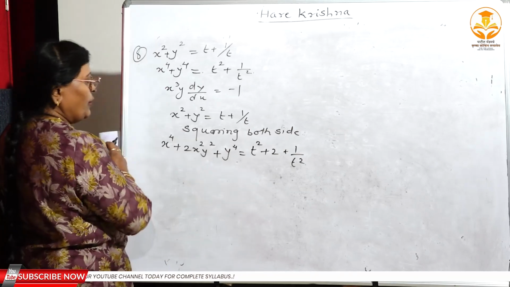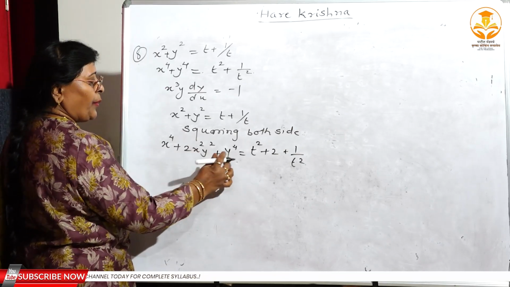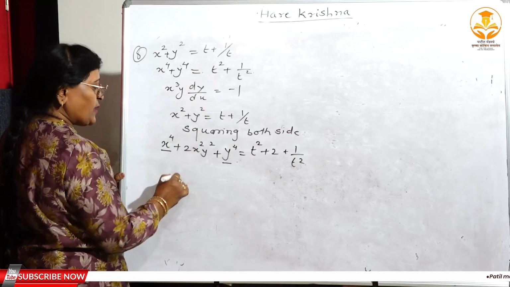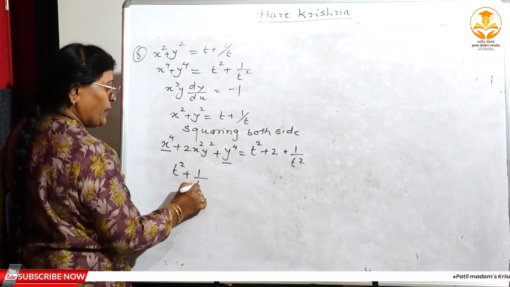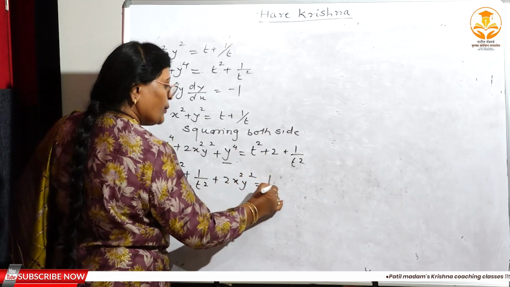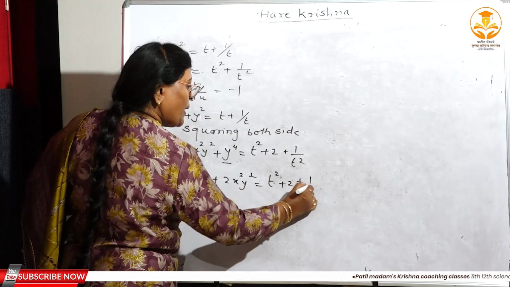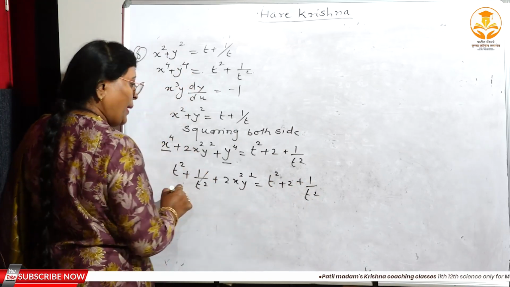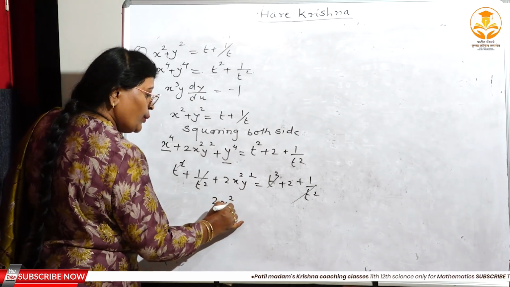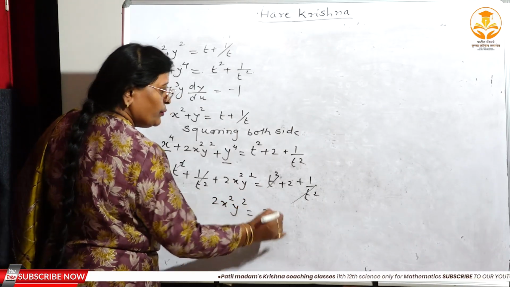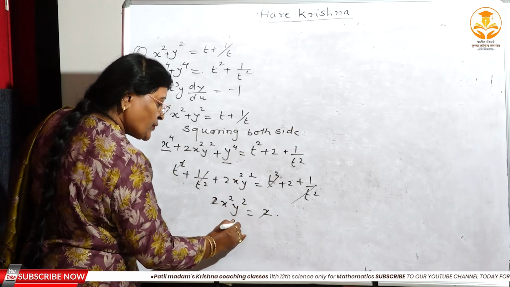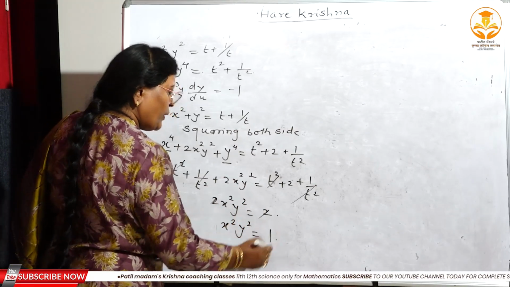Now you know x raised to power 4 plus y to the power 4. In place of these two terms, you can substitute t square plus 1 by t square, right? Plus 2x square y square is equal to t square plus 2 plus 1 by t square. Again t square and 1 by t square get cancelled. Here you have got 2x square y square is equal to 2, isn't it? Now 2 gets cancelled, so x square y square is equal to 2.